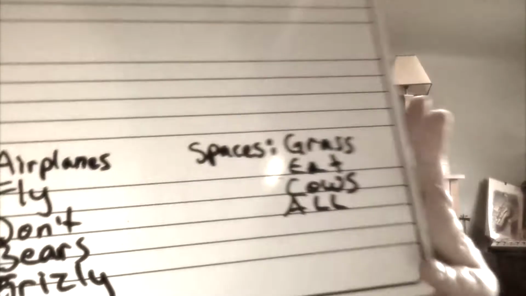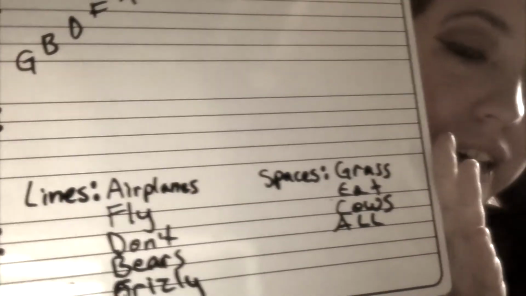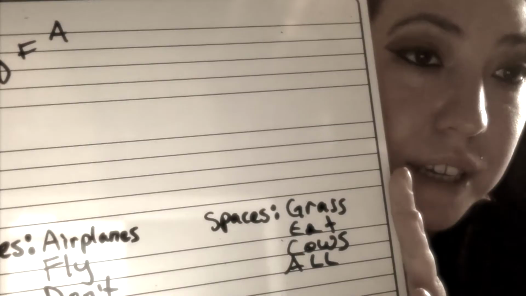Hi. Today I wanted to review the sayings of the lines and the spaces for Bass Clef. So the sayings for the lines are grizzly bears don't fly airplanes, and for the spaces all cows eat grass.